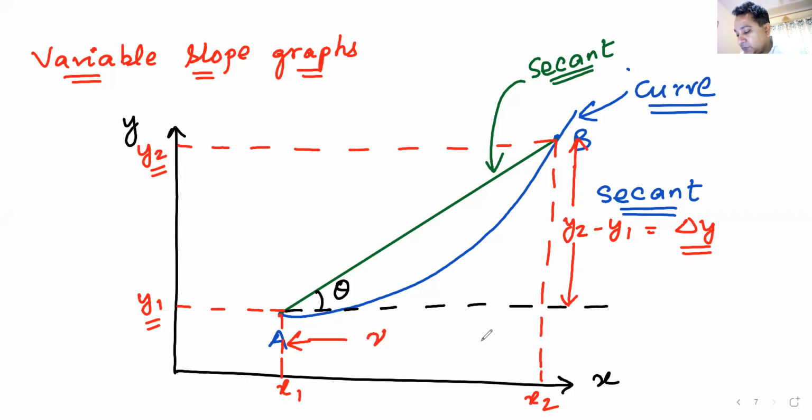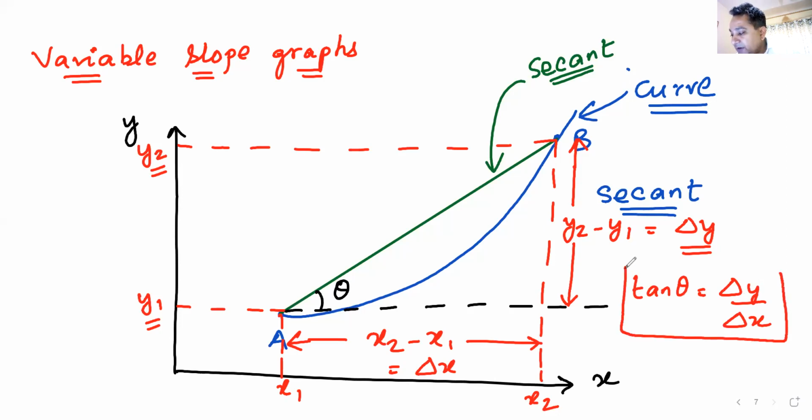This one is x2 minus x1. I hope everyone is following me. I can write it as delta x. Yes or no? So my tan theta becomes, yes, Chaturya, delta y by delta x. My tan theta becomes delta y by delta x, which is the slope of this straight line. We all agree on this?